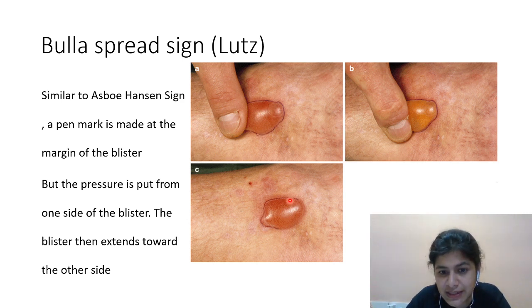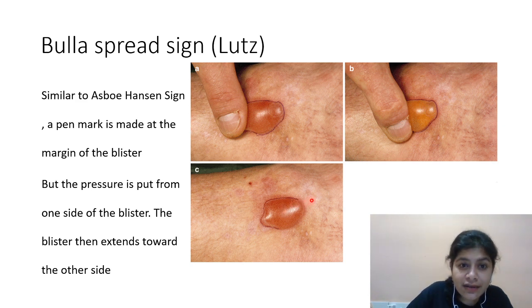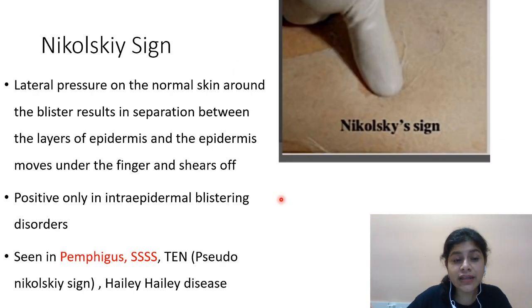And if you see that the extension of the blister is rounded, again that is suggesting a subepidermal bullous disorder, while if it is angulated, it is suggesting that it is an intraepidermal blistering disorder like pemphigus vulgaris. Okay, there is another very important sign which is seen in pemphigus, which is called the Nikolsky sign.